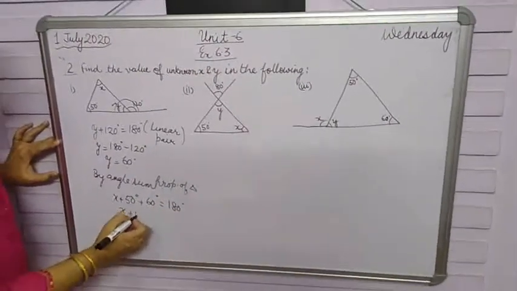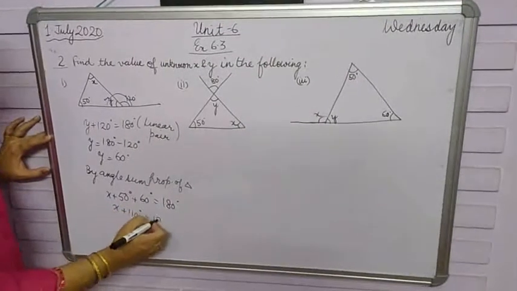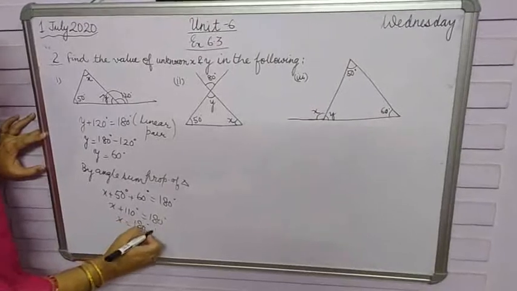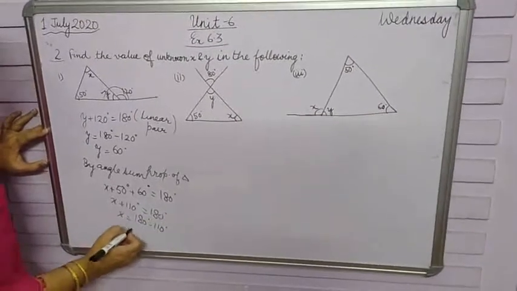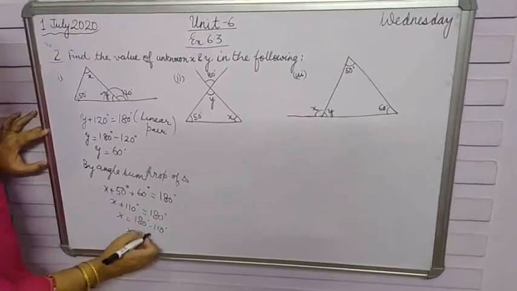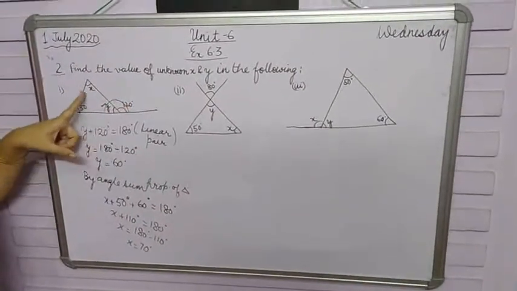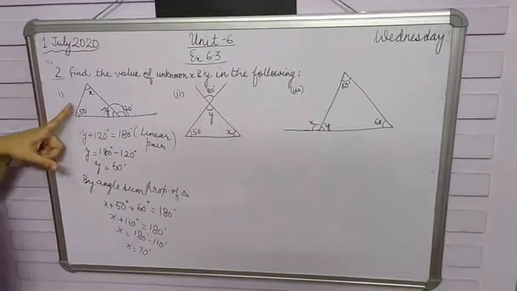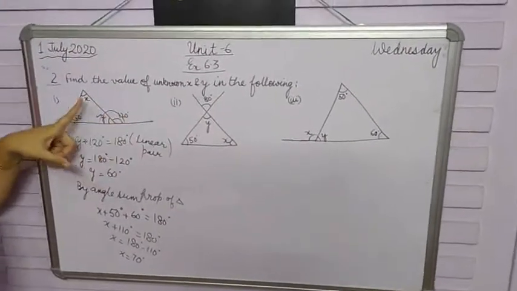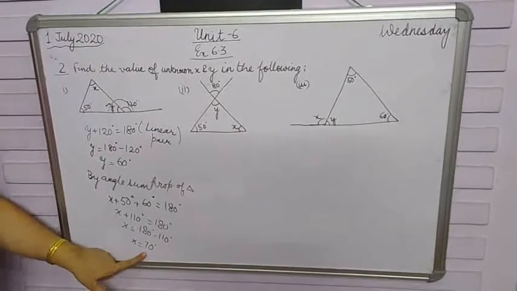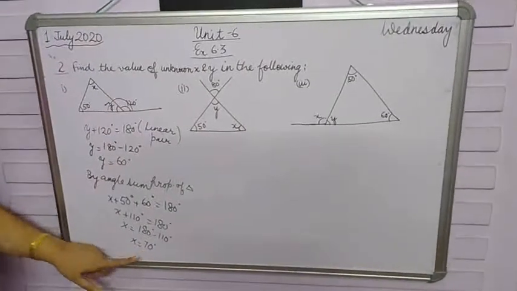So x plus 110 is equal to 180, and x is equal to 180 degrees minus 110 degrees. So x comes out to be 70 degrees. Alternatively, you can also find x using the exterior angle property. x plus 50 is equal to 120, so x is equal to 120 minus 50. Then also the answer will be 70 degrees. So anyways, it is correct.